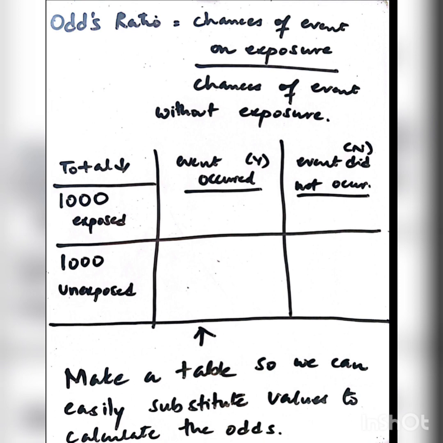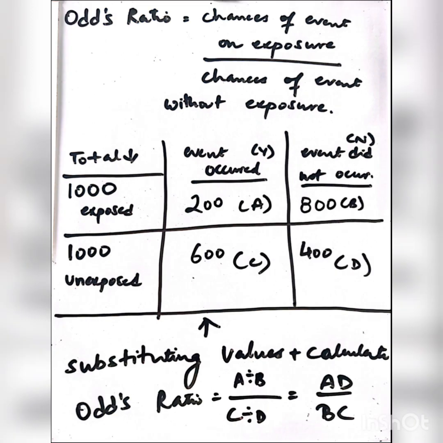The total number of people in each of the exposed and unexposed, or control and test, groups is given on the left. In this case, it was 1,000 people in each. On the right side, we have a Y and N column, which specifies for how many people the event occurred, which is Y, and for how many people the event did not occur, which is N. We make a table so we can easily substitute the values to calculate the odds. It will become a little bit easier when I go to the next slide where I have substituted the values already, so you can understand how this helps in calculating the odds ratio.